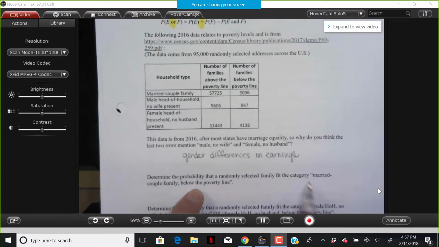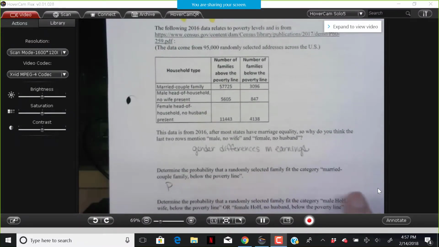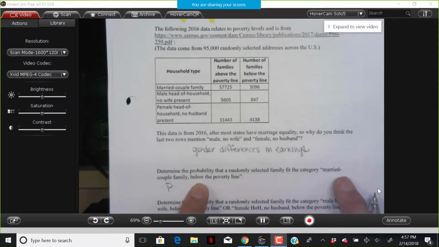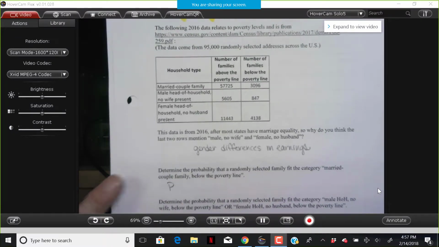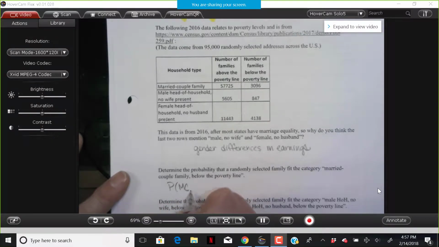Okay, so here, determine the probability that a randomly selected family fit the category married couple below the poverty line. So it's not married couple or below the poverty line. It's married couple below the poverty line. So I'm just going to abbreviate married couple MC and then BP below poverty.